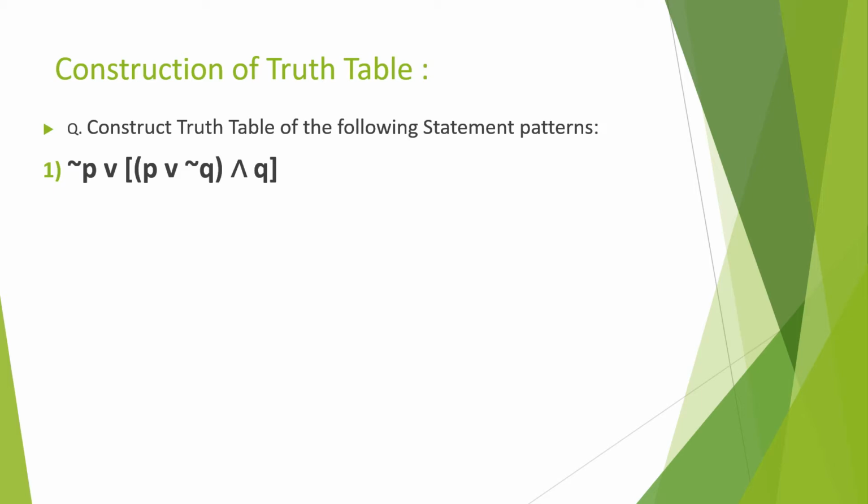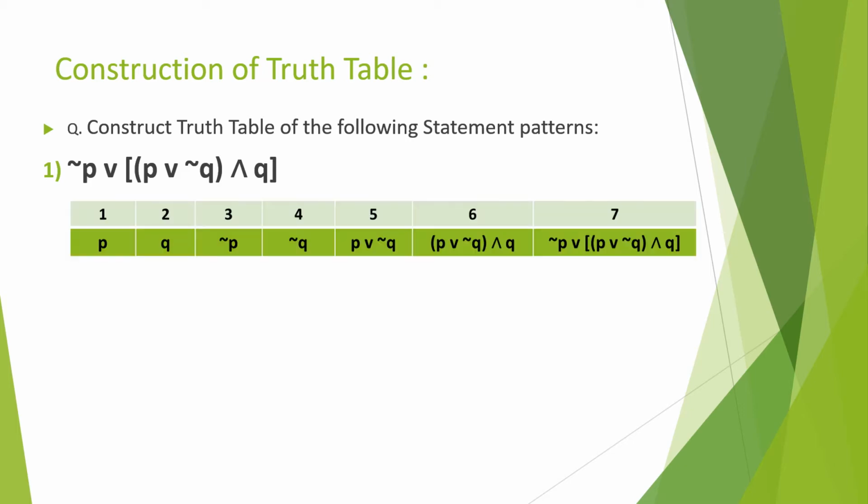Negation P or negation Q and Q. Now in this statement pattern, we have 2 atomic statements P and Q. Therefore, first of all, let's construct the columns. So here we have 2 atomic statements P and Q. Therefore, the first 2 columns are of P and Q. Now the statement contains negation P and negation Q. So the next columns are of negation P and negation Q.